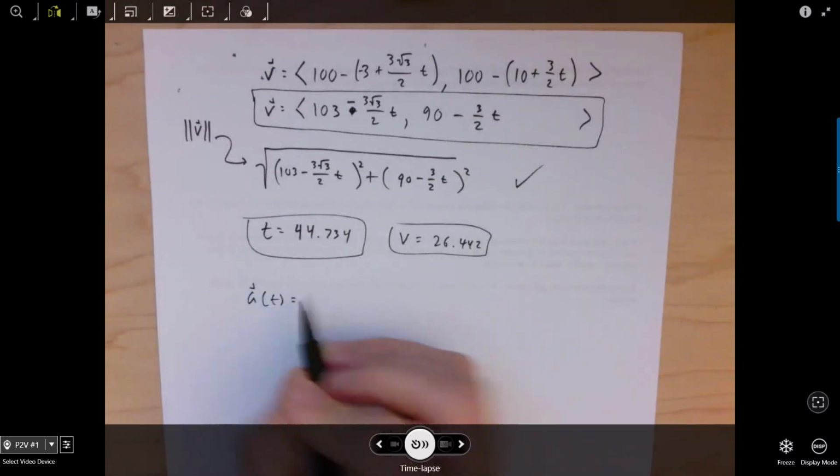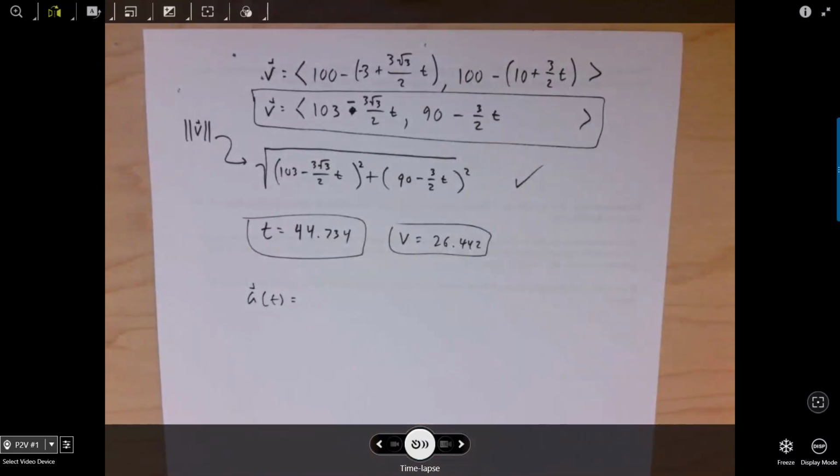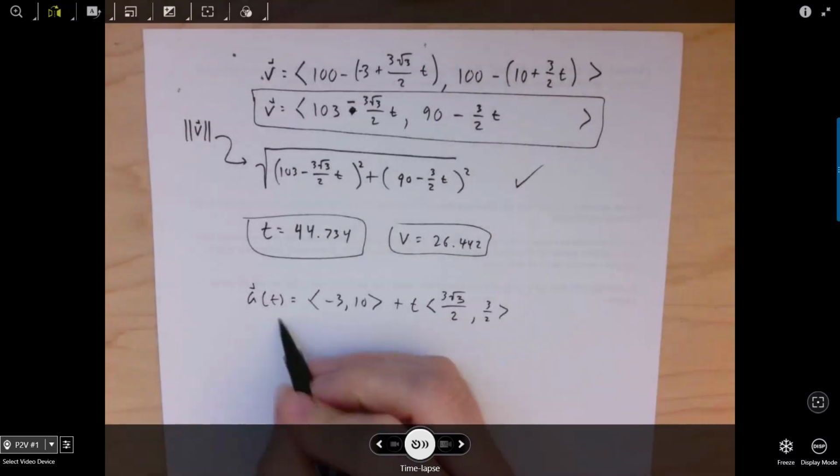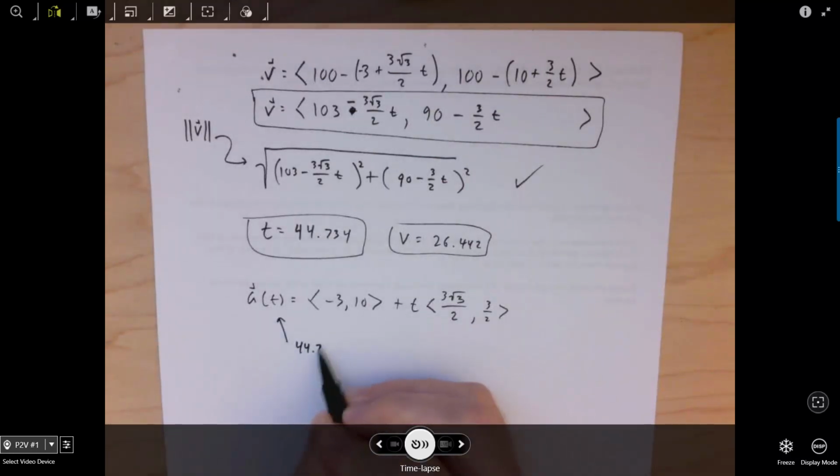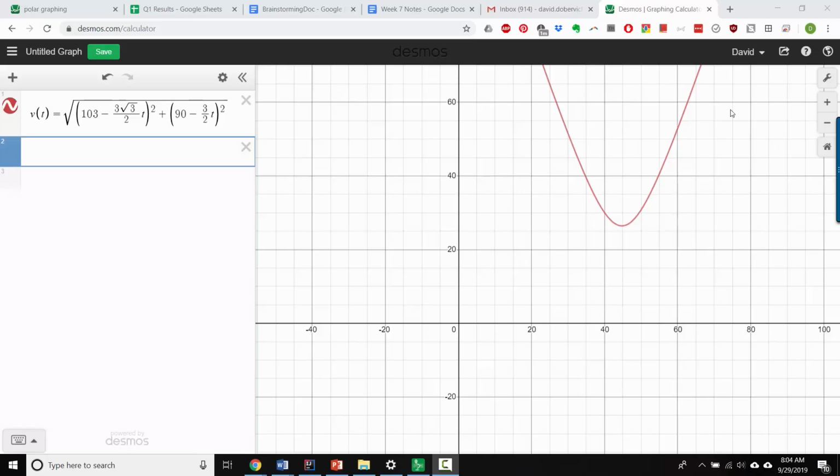Remember, A of t was person A's position after a certain amount of time. So all we really need to do is plug in the time that we just found with Desmos right there, and it's going to tell us what the x and y components are.